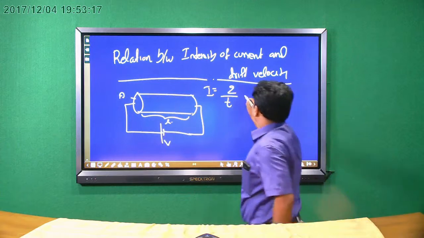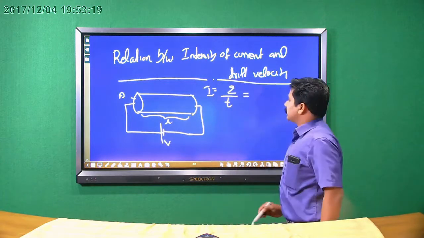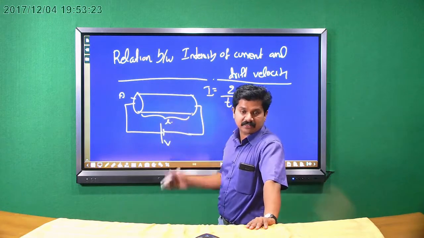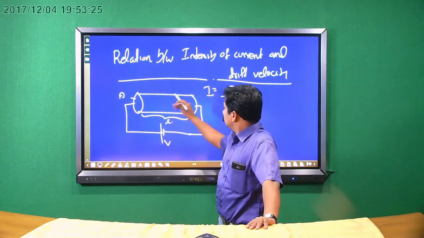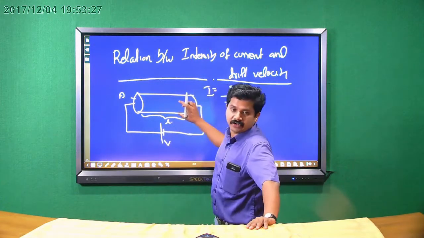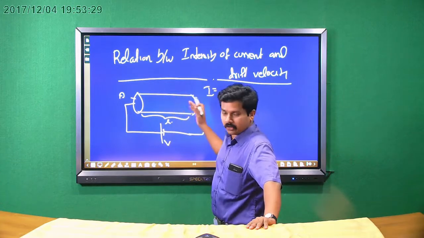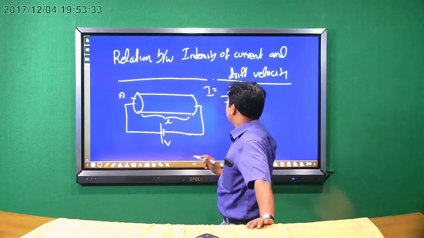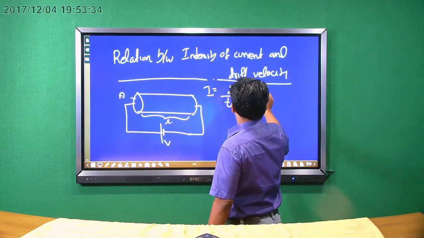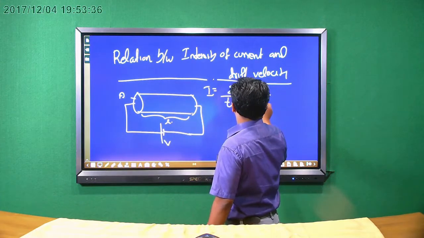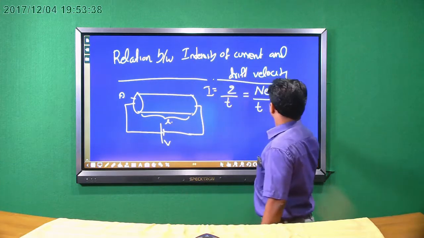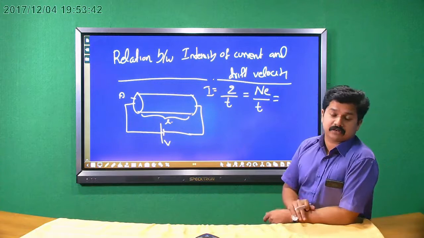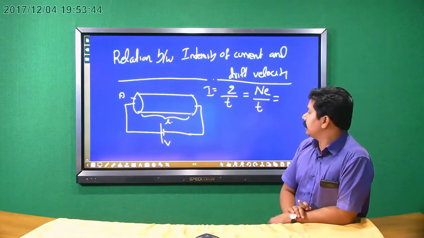Now, the total charge means the total number of electrons, or total number of charge carriers, into the charge of one electron. That will be the total charge, right? So the total number of electrons into the charge of one electron gives the total charge. That is N into e by t, where N is the total number of charge carriers, the total number of electrons in that conductor.